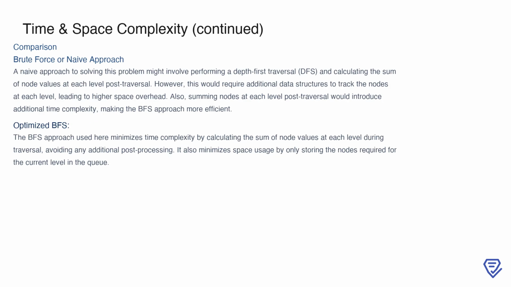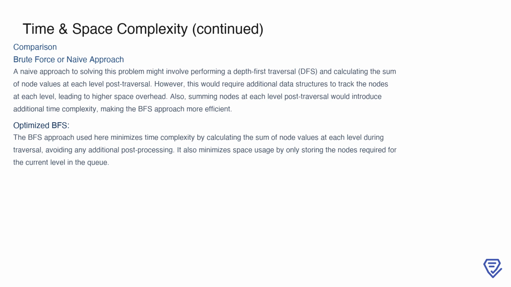When comparing this optimized BFS approach to a potential naive or brute force method, we can see significant advantages. A naive approach might use a depth-first search, or DFS, to traverse the tree, collecting data about node values at each level. This would involve creating additional data structures to track nodes at each level, leading to higher space overhead.